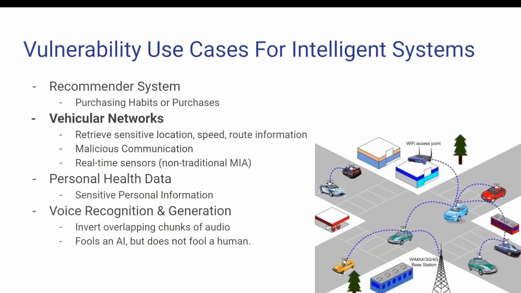MIAs can be performed on vastly different use cases of intelligent systems. Vehicular networks are intelligent systems that rely on sensors and algorithms while communicating with each other to navigate. Attackers could retrieve sensitive information such as location and routes by analyzing its behavior. Communication improves real-time navigation, but exposes vehicles to MIA attacks such as the fabrication of traffic situations. This is a newer and untraditional MIA attack as it makes use of real-time sensor information to poison the vehicles.